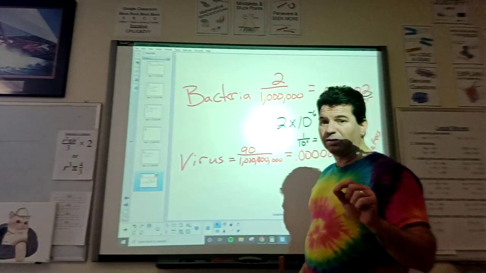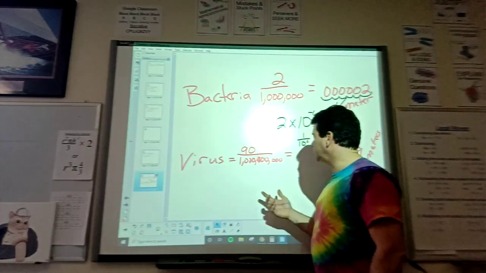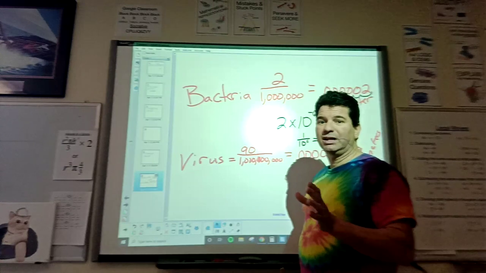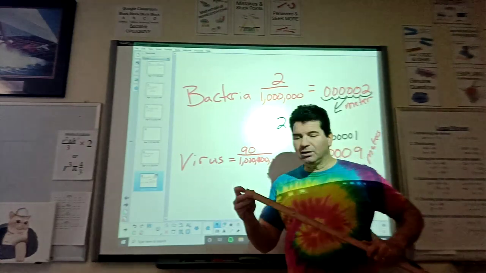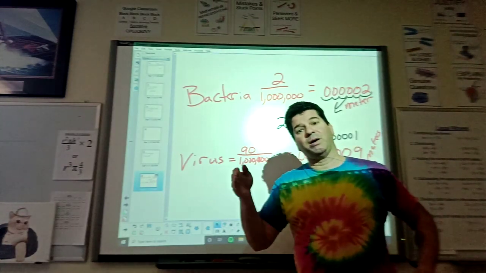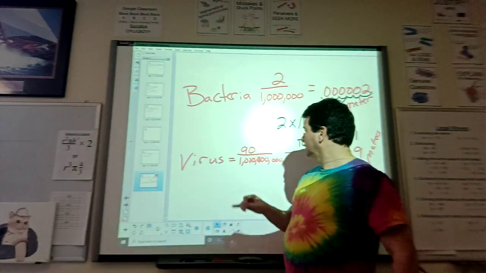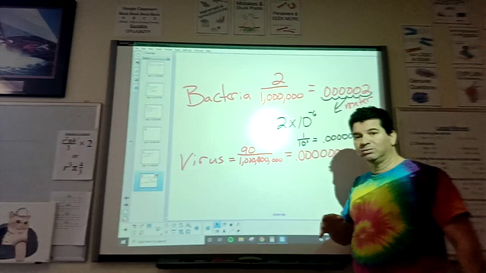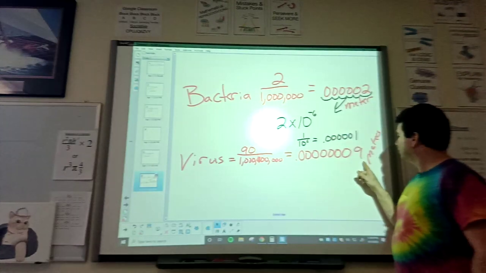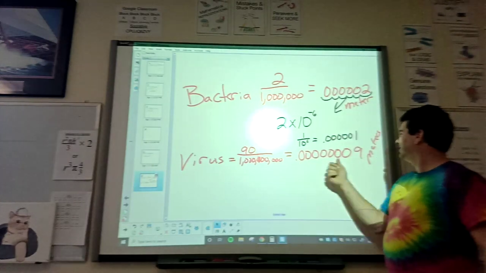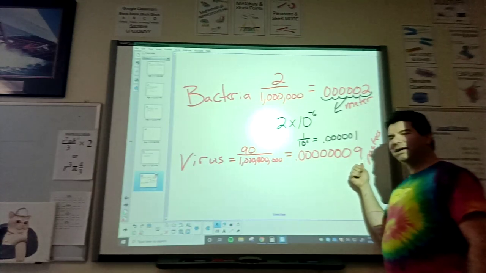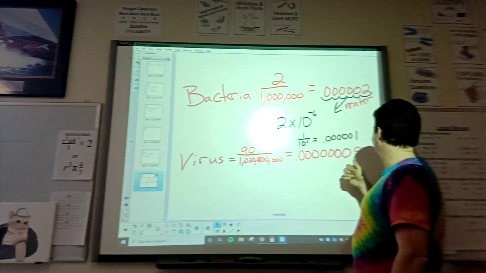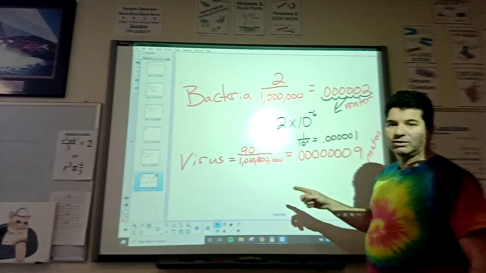A virus, even smaller than a bacteria. Your typical virus is 90 nanometers, not micrometers, nanometers. If you took a millimeter and split it into a million pieces, 90 of those together would be the length of a virus. Well, here's what that looks like. 900 millionths of a meter is the length of a virus.